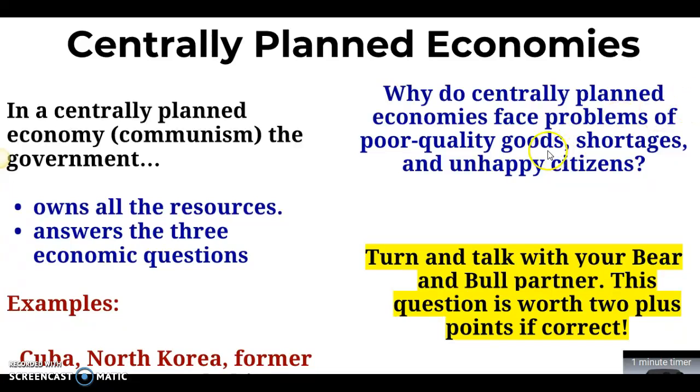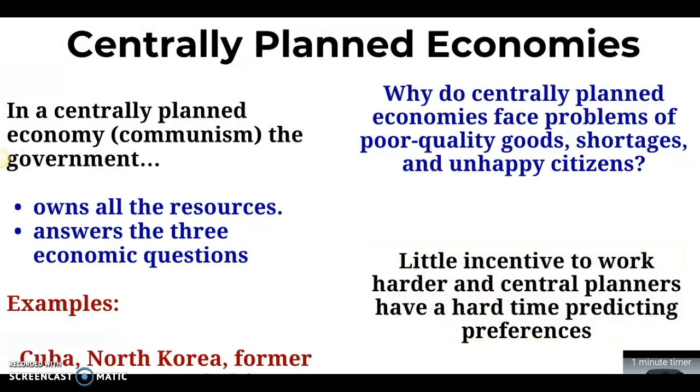They tend to have shortages, which means not enough stuff for everybody. For example, you go to a grocery store and the shelves are empty. That happens all the time. We can take a look at Venezuela today. We can also take a look at North Korea. Also, you have poor quality goods and unhappy citizens. The reason for that is there's no incentive.